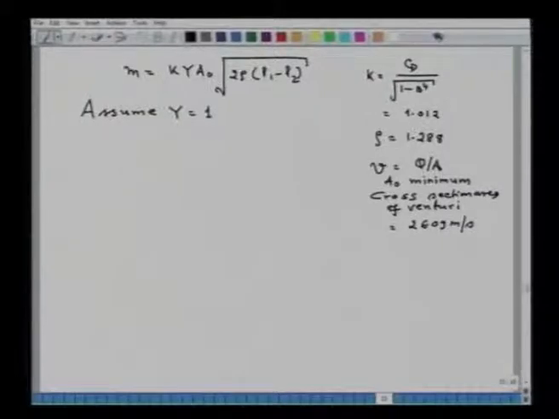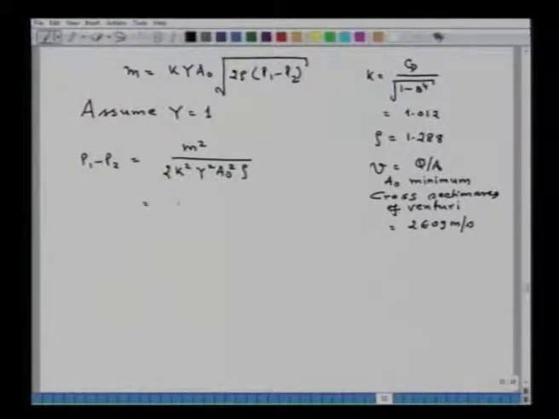So, we can just rewrite the expression: P1 minus P2 is equal to m square upon k square y square A0 square into rho to 2. So, now all the variables are known. So, if I substitute the values, you can just substitute the value of m, which will be equal to what?